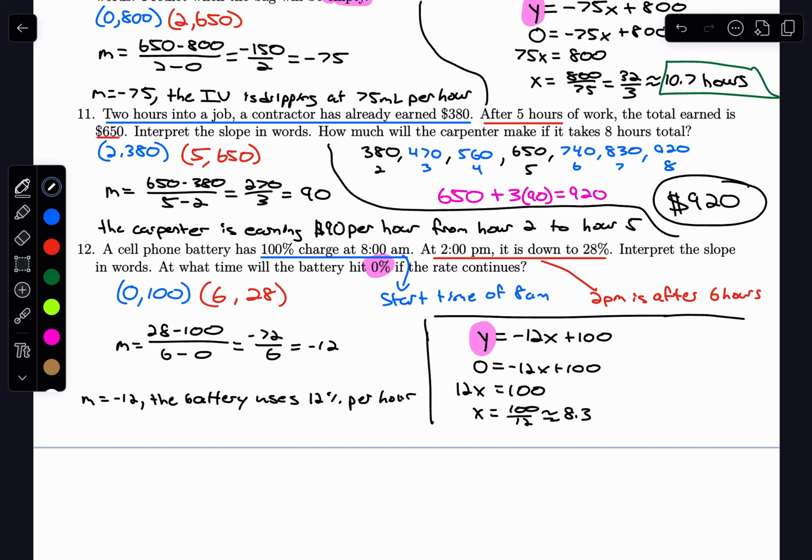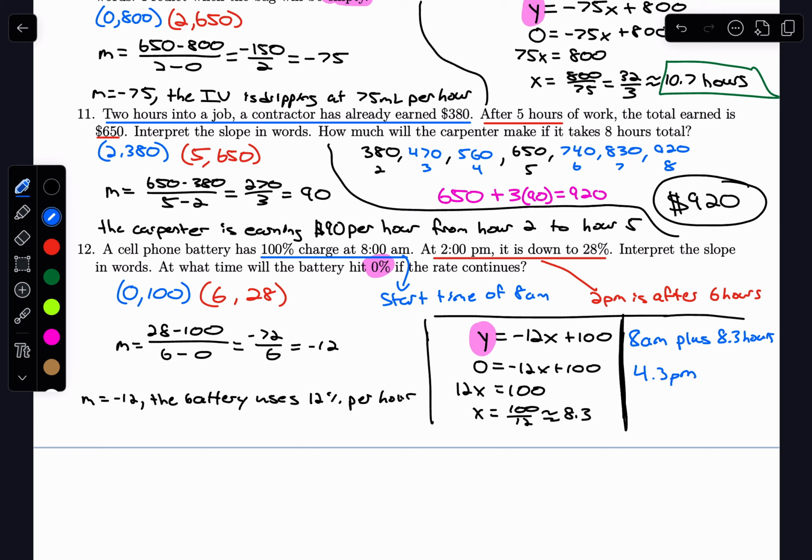So now we finally have to use the 8 a.m. thing. Because it says at what time, not how many hours later, but at what time will the battery hit 0%? So we just found out that it'll take 8.3 hours to hit 0%, but now we need to actually say what time is that? So 8 a.m. plus 8.3 hours is an actual time. So let's go ahead and figure that out. 8 a.m. plus 8 hours takes us to 4 p.m. And so we're going to say it's 4.3 p.m.